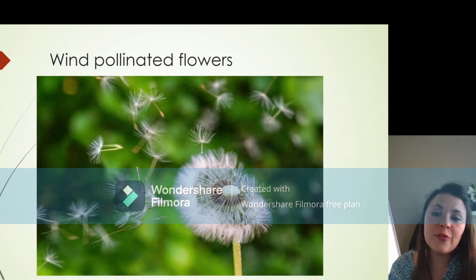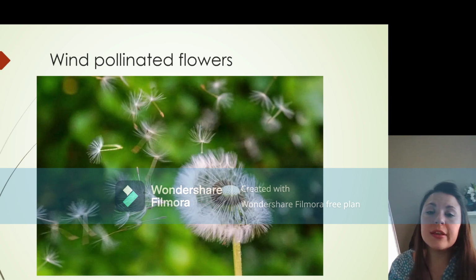We also have wind pollination. This is where the wind ultimately spreads pollen into the air, and then it will drift to the following flower to be fertilized.